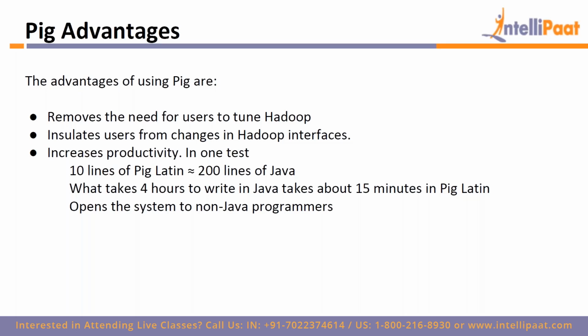So if you're supposed to write some 200 lines of Java code, you can write the same thing in 10 lines of Pig Latin. And the same way, if you try to develop a Java-based MapReduce code in 4 hours, the same can be done in 15 minutes approximately in Pig Latin. So it opens the system to non-Java programmers. Now this we have practically seen. So whenever we are writing a Pig code, it's quite fast and easy to work with.